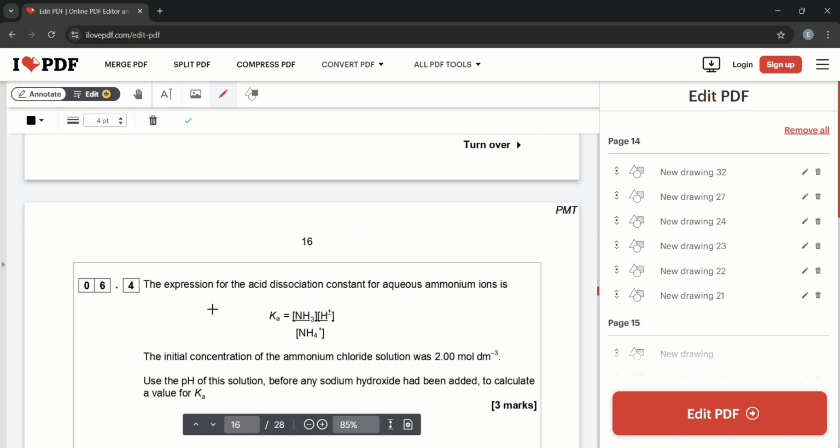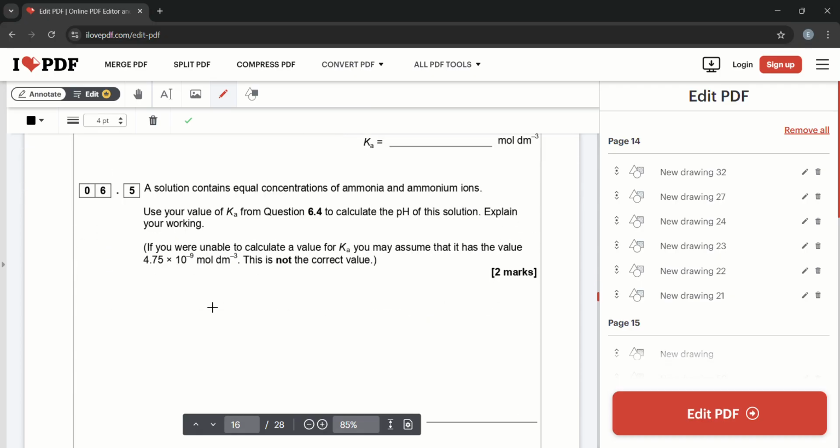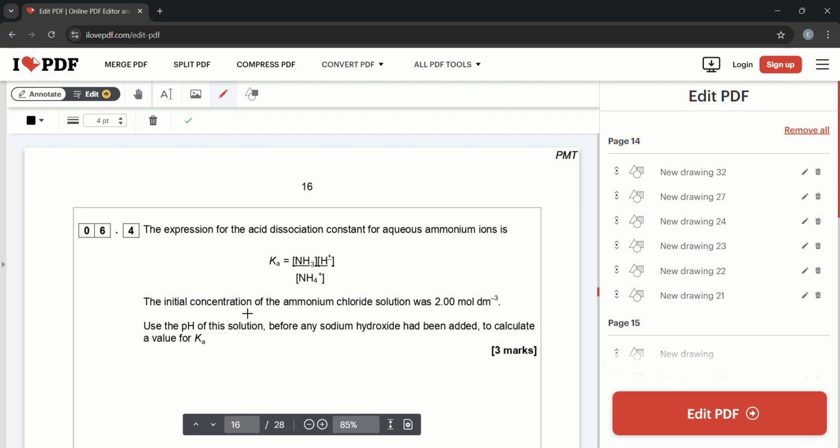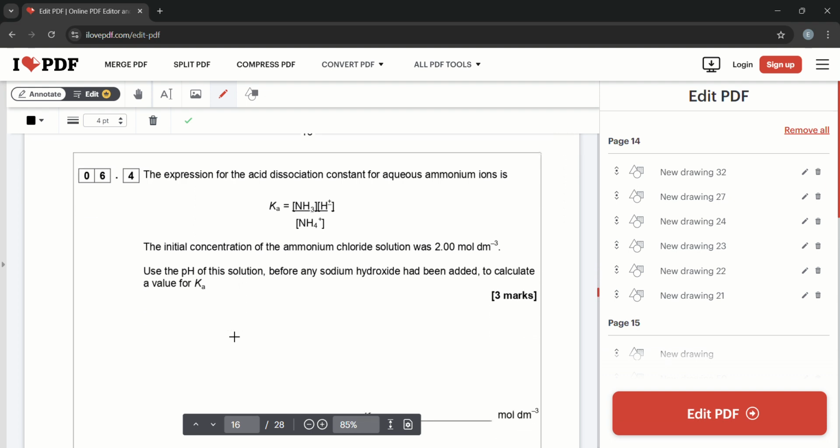And then 6.4 and 6.5, 2 calculation questions, just like 6.3. It says expression for the acid dissociation constant for aqueous ammonium ions is that. The initial concentration of the ammonium chloride solution was that.